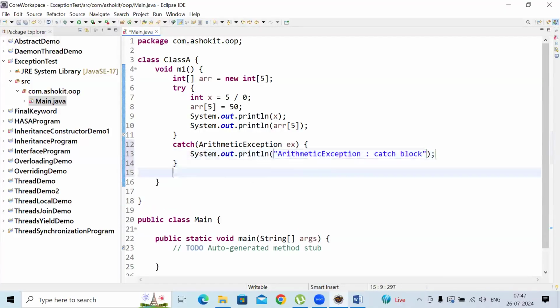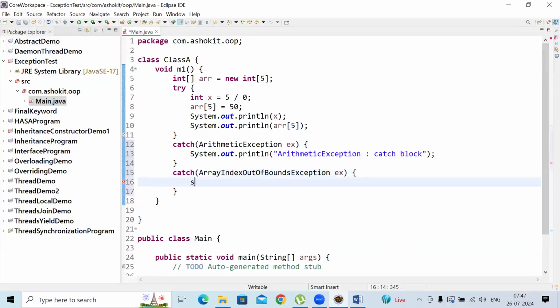Next, one more catch I'm writing. Can we write multiple catch blocks like this? Yes. Array index out of bounds exception EX. System.out.println. This is in which catch block am I? Array index out of bounds exception catch block. Just to see which SOP statement is printed. That's it.